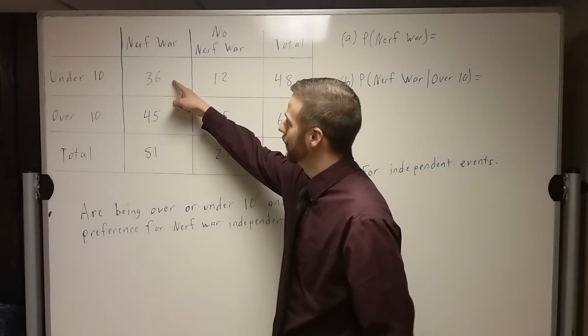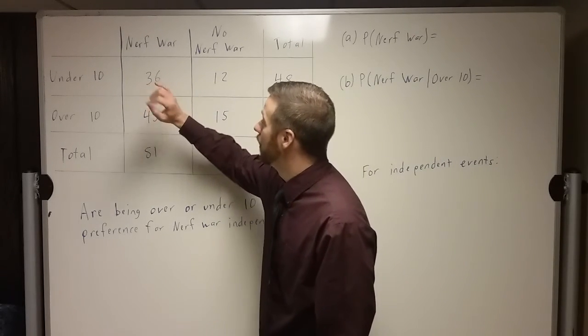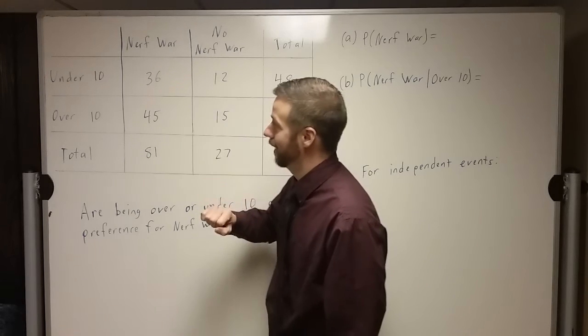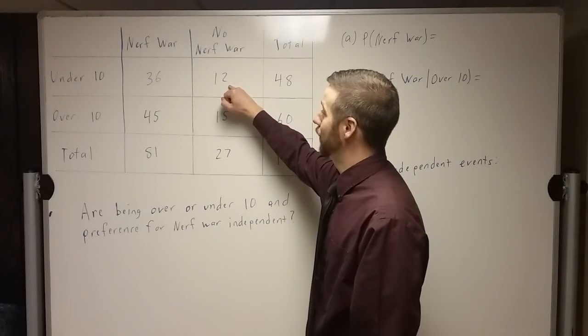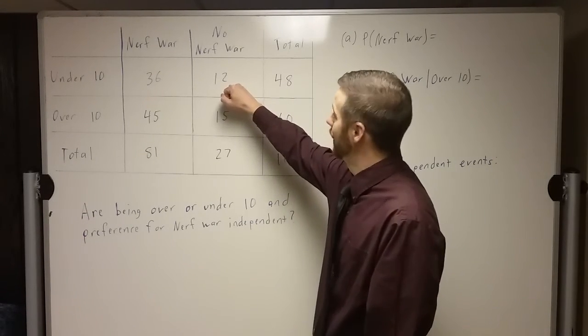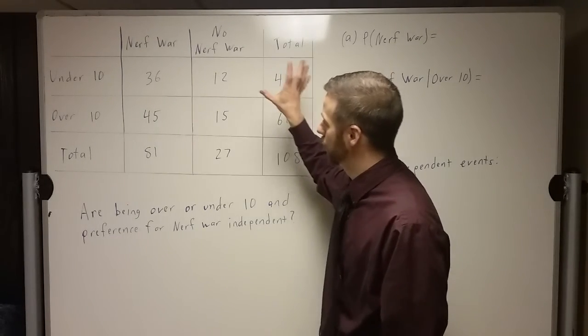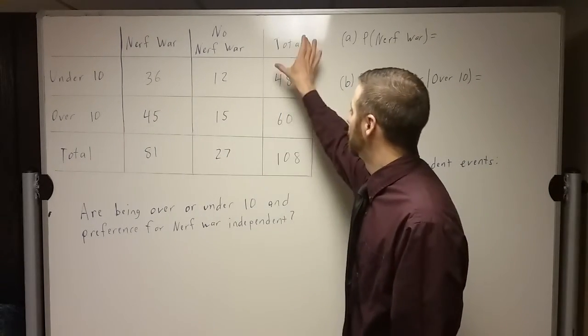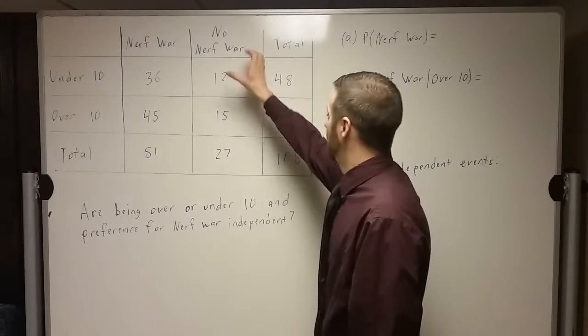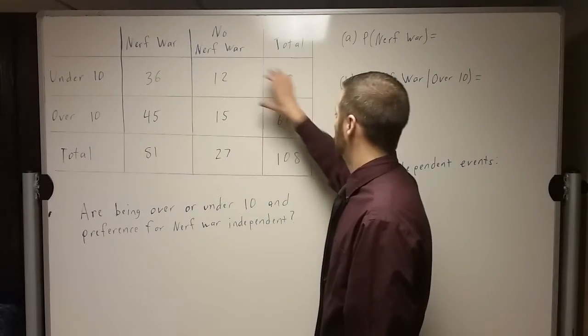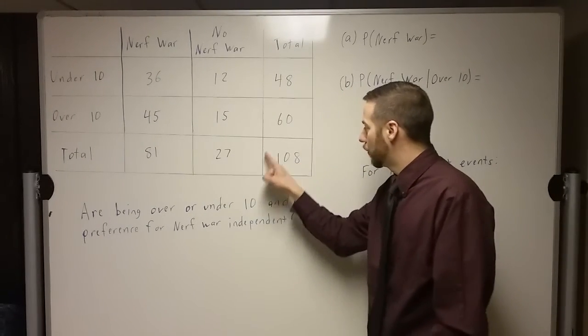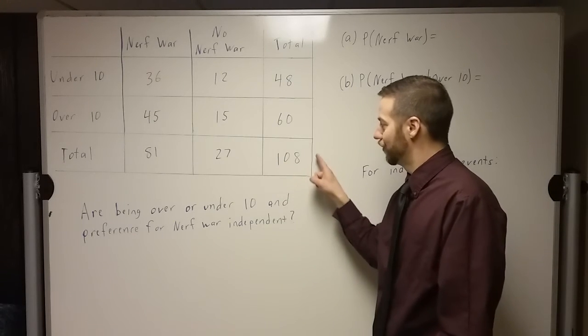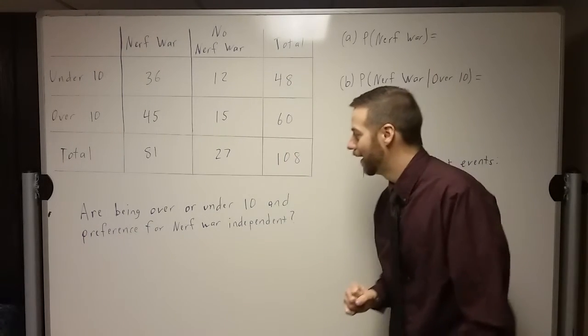So Nerf war, for people under 10, we have 36 who would prefer to have a Nerf war. We have 12 under 10 who would prefer not to have a Nerf war. And so that makes our total 48. So remember how these things work. These total columns just add up the vertical columns and the horizontal rows, and then that means right down here there was a total of 108 people surveyed.